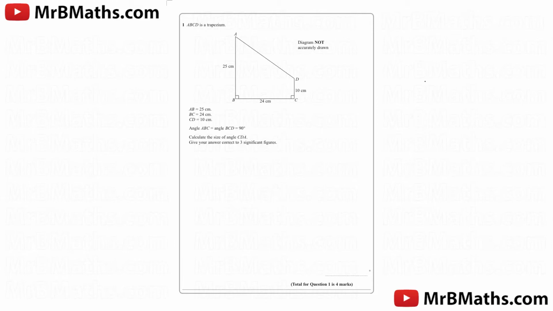Okay, question 1. ABCD is a trapezium. We're given some lengths here, and the angles ABC and BCD are both 90 degrees, so that's these two down here. It says calculate the size of angle CDA. So CDA would be this path like this. So of course the angle we're looking at is this one here.